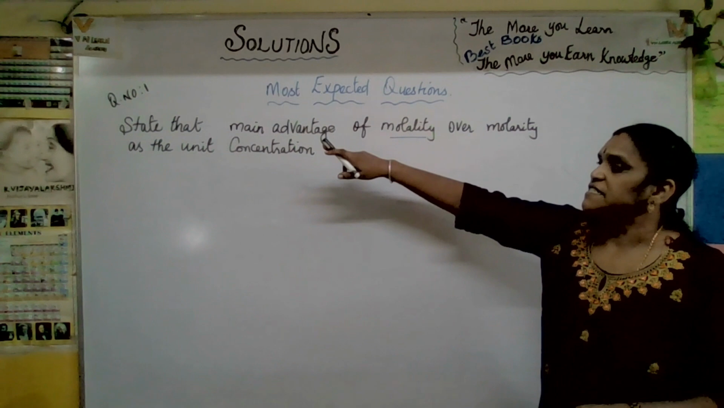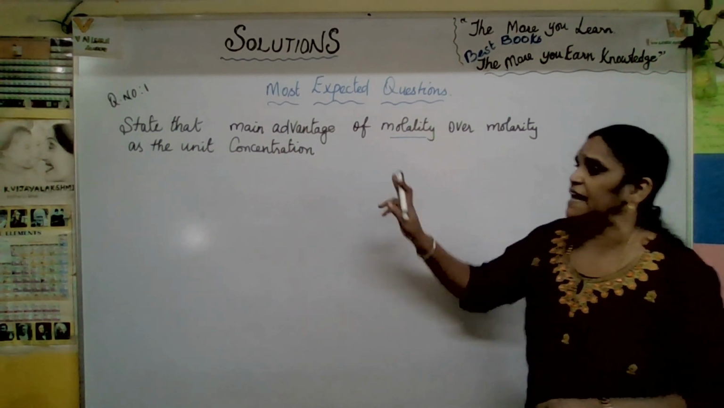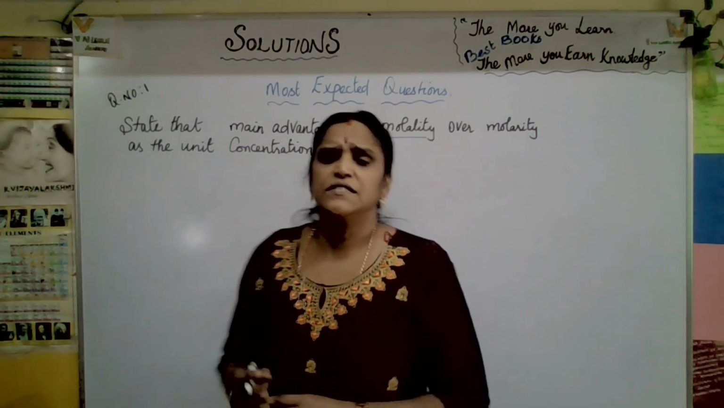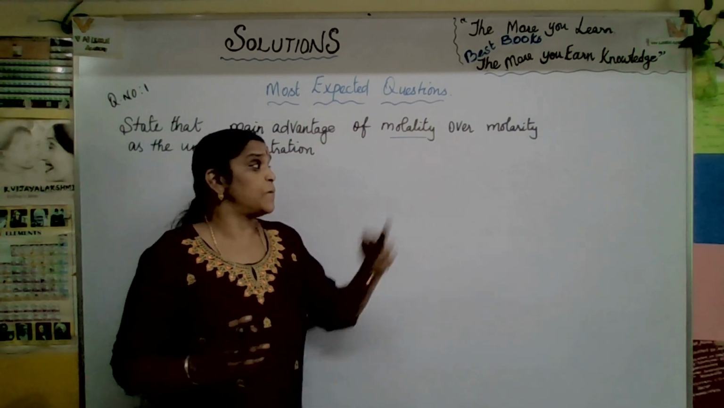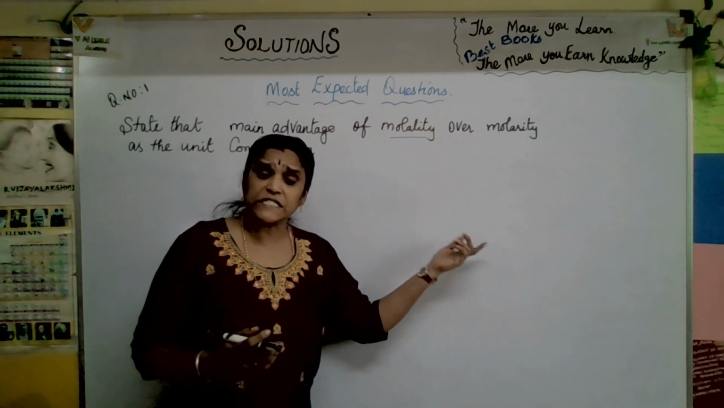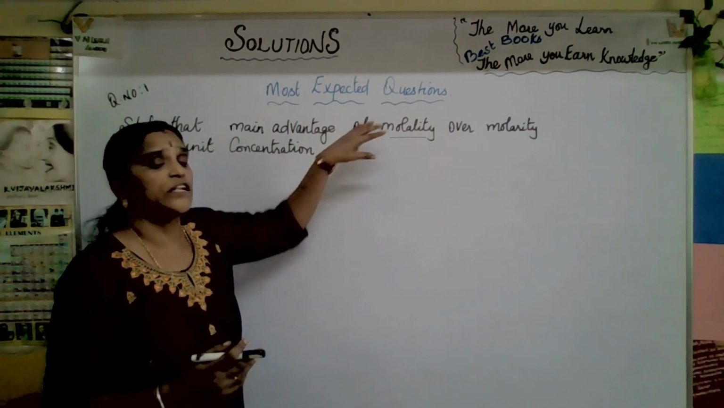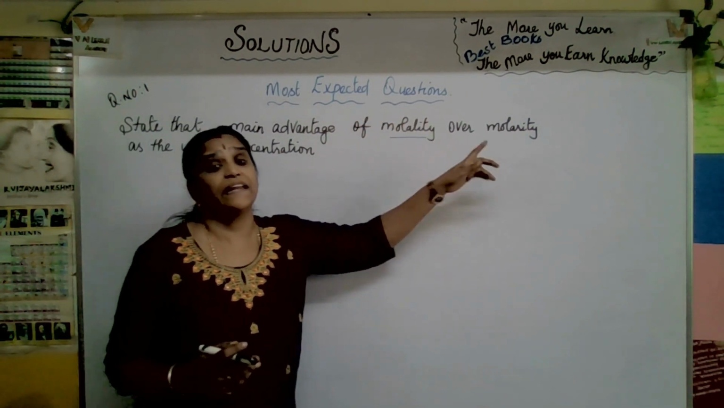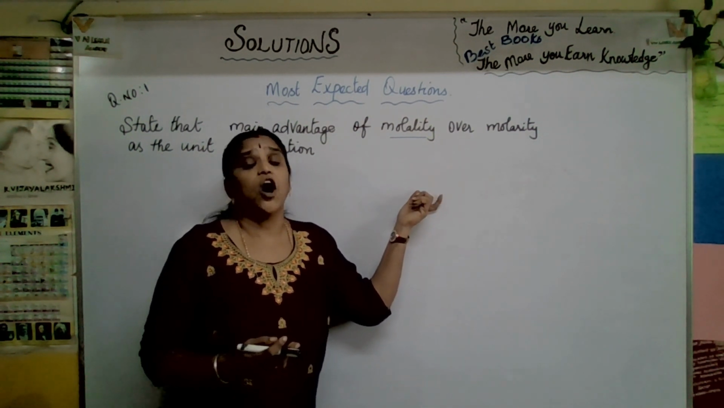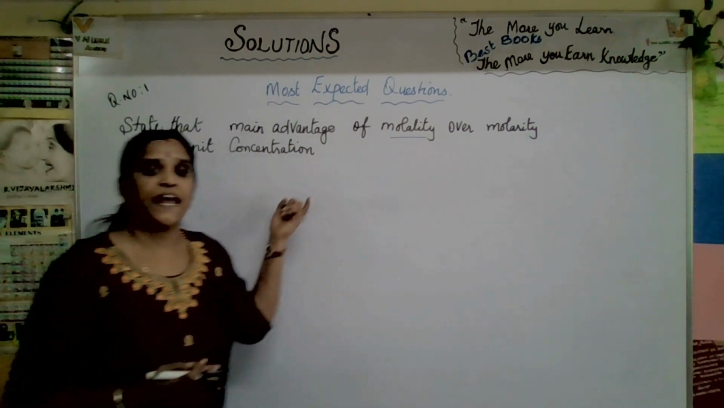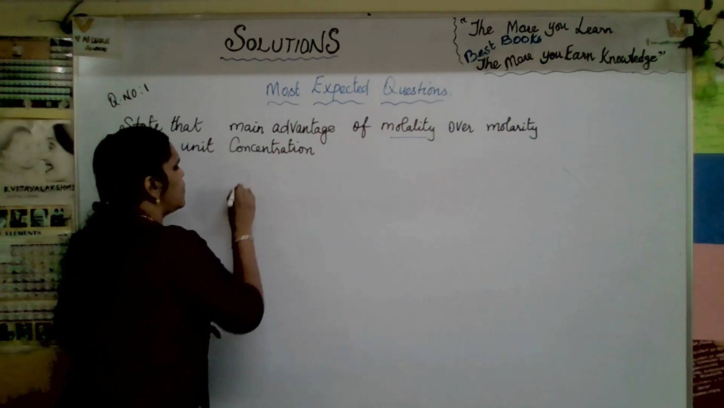First and foremost, state the main advantage of molality over molarity as the unit of concentration. Generally, molality is more accurate than molarity. Why? They may ask a give-reason type question also. They always have an eye on this topic, molarity and normality. You may definitely get one assertion-reason question, give-reason type question, or a state-type question. Okay, now let us go and see the answer.